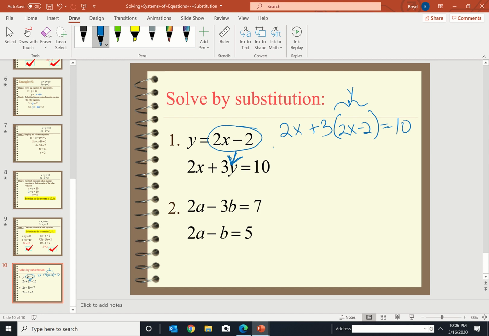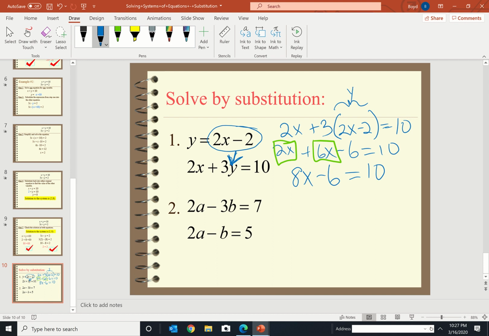So let's do that. We're going to rewrite the 2x. 3 times 2x is going to give me 6x. 3 times negative 2 is going to give me a minus 6. And that is going to be equal to 10. Now we have to combine our like terms. Well, what are our like terms? Here I see an x. Here I see an x. So those are like terms. Let's combine them. 2 plus 6 is going to give me 8x. I'm still just going to bring down my minus 6 equals 10.